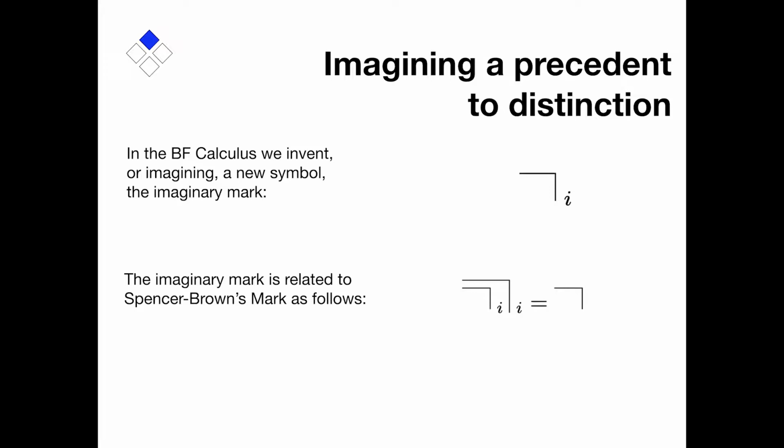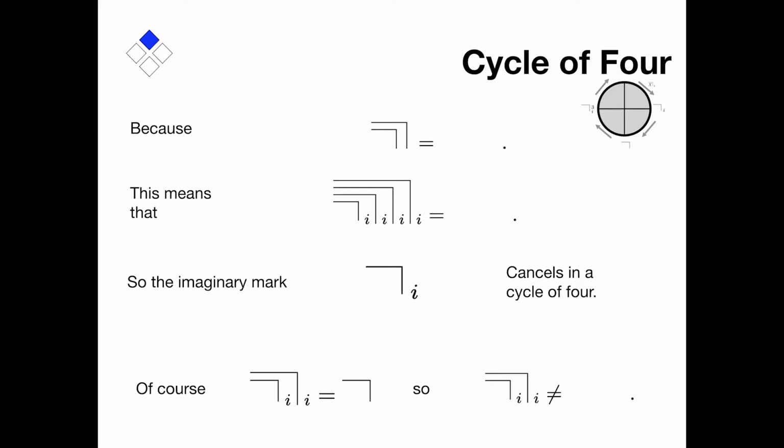And the imaginary mark is related to Spencer Brown's mark of distinction in that two nested imaginary marks are equivalent to the regular mark. And because two nested regular marks are equal to the unmarked state, it therefore follows that four nests of the imaginary mark are equivalent to the unmarked state. So the imaginary mark cancels in a cycle of four.